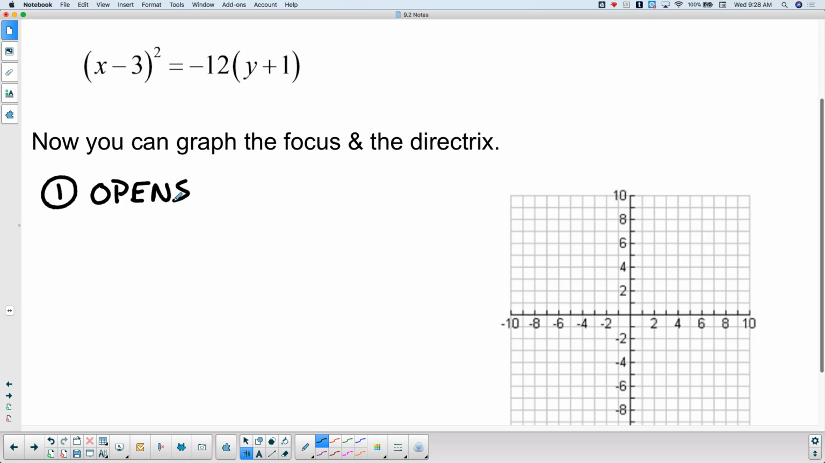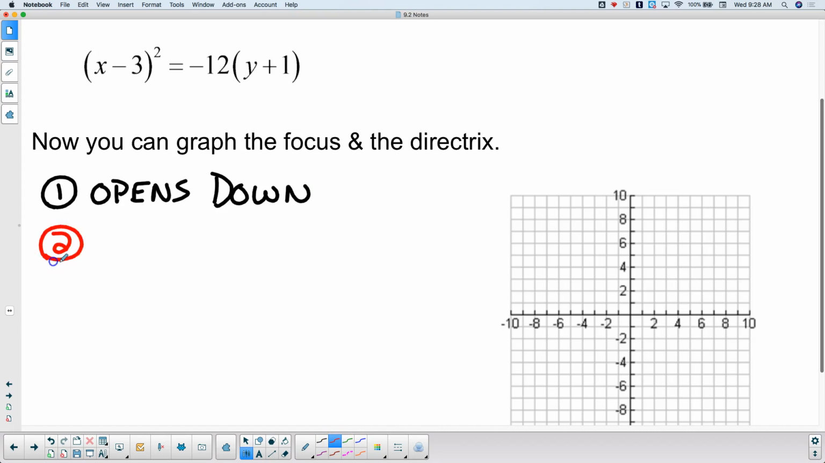What's the second criteria? Shouldn't it go down? Why? Coefficient's negative. Because this number right here, this -12 is negative, so that tells me that this opens down. Okay. Because it's x squared, it's up or down. Because it's -12y, it opens down.